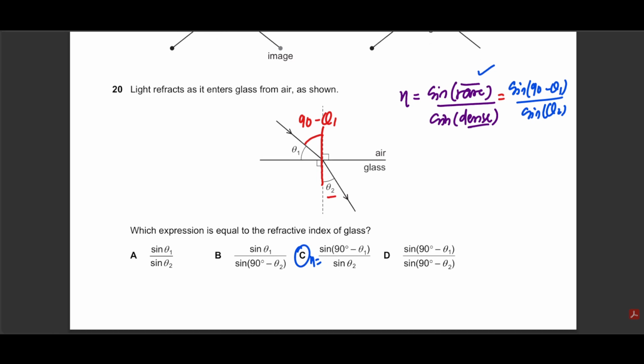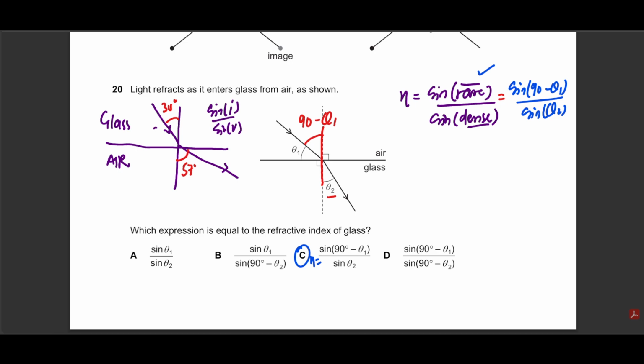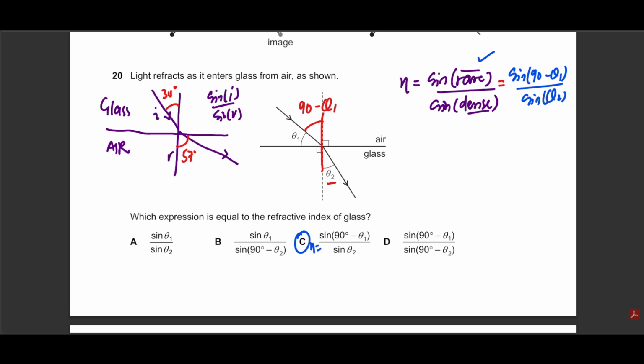We will encounter this problem when the light ray is already in glass or in a dense medium. You draw the normal and it bends away from the normal with, let's say, air. Now, when you measure the angle, let's say this angle is 30 degrees and this angle came out as 57 degrees. If you try to do the same strategy with sine I divided by sine R, this is I and this is R. You will get the wrong answer. So to avoid this problem, it's always going to be rare or less dense divided by more dense.